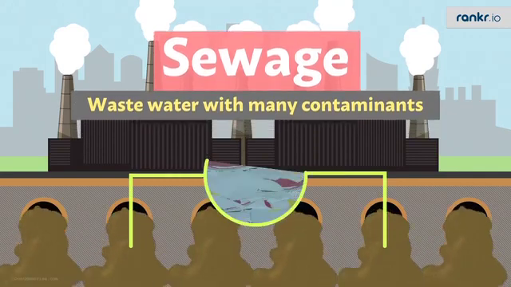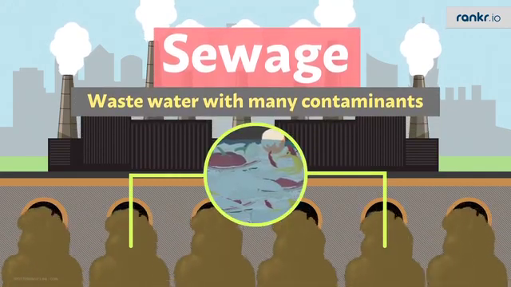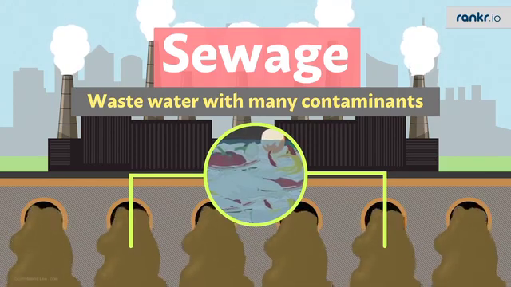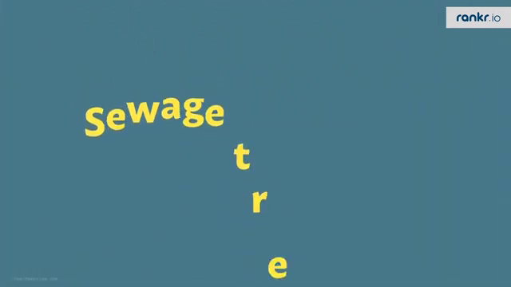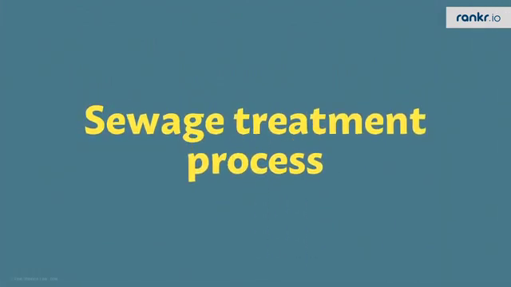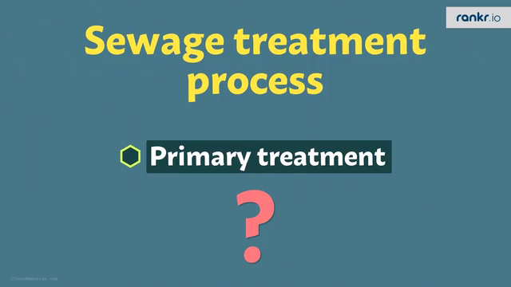As sewage contains so many harmful impurities, we need to treat the water and only discard it when it's safe for disposal. So how is sewage treated? Let us have a look at the process in detail. The process begins with a primary treatment. Primary treatment is the first step. So what do you think will be removed in the first step?